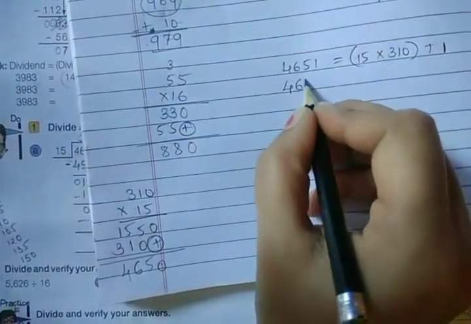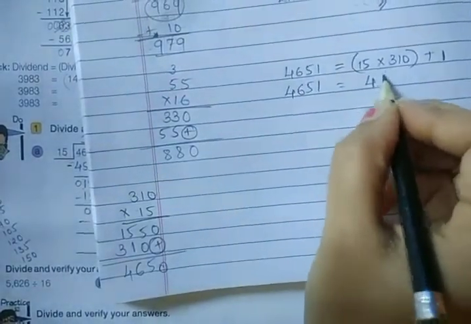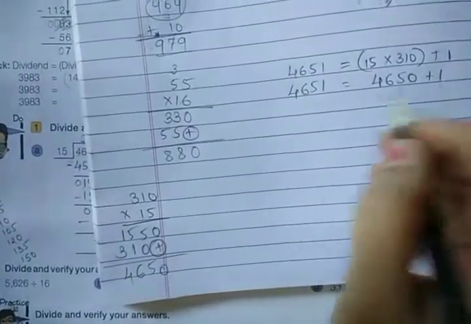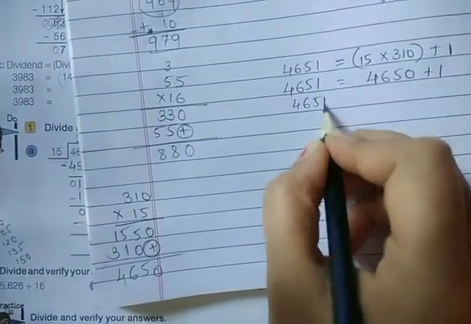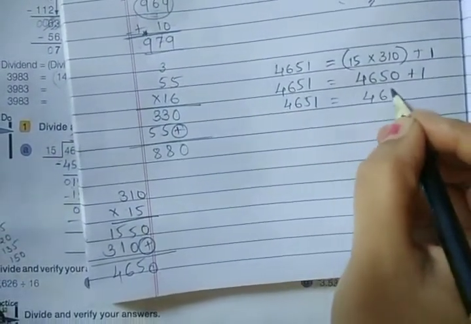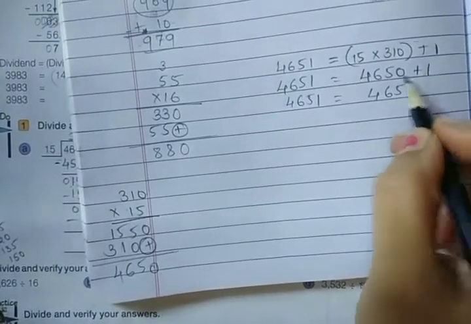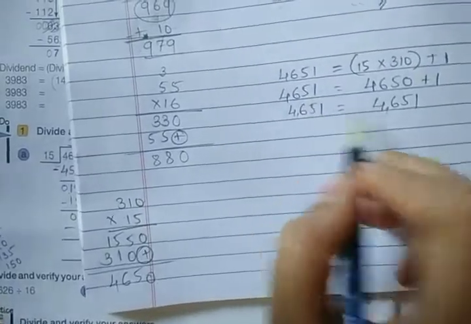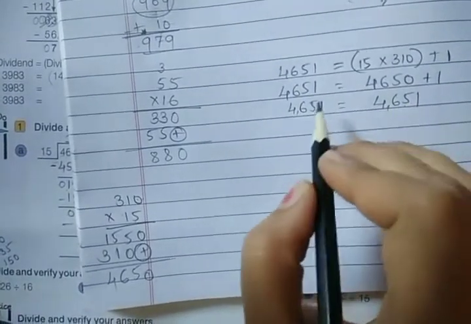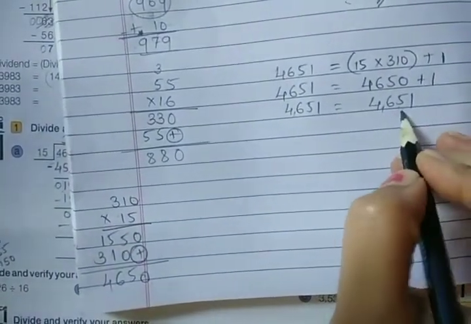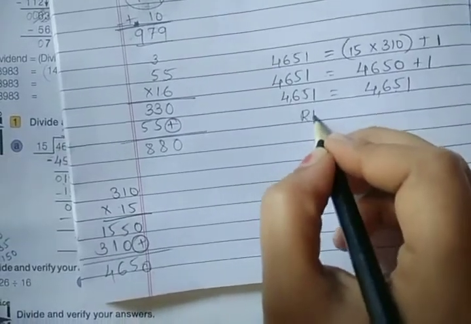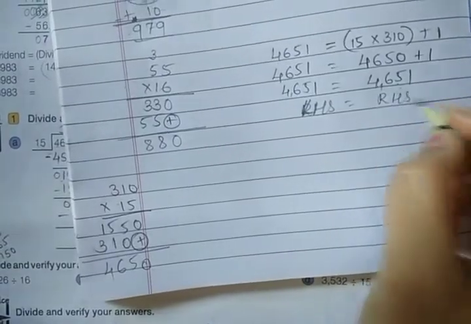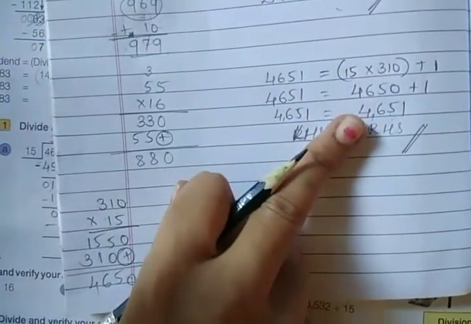See, 4651 is equal to 4650 plus this 1. If you add 1 to this number, you will get 4651. So now both the numbers are the same on the left hand side and on the right hand side. So LHS is equal to RHS. So the sum is correct here.